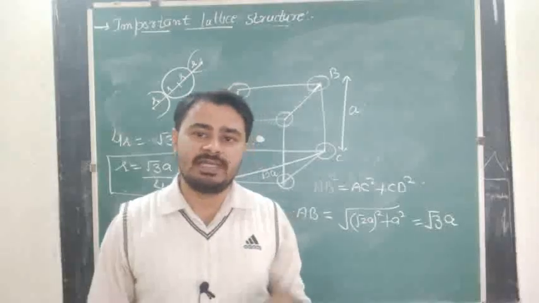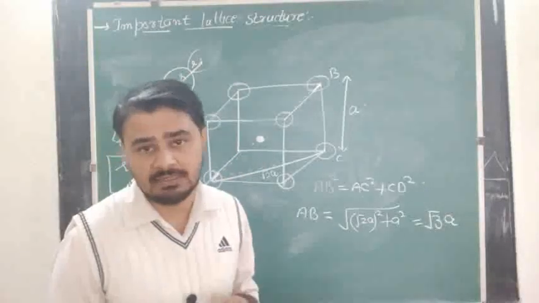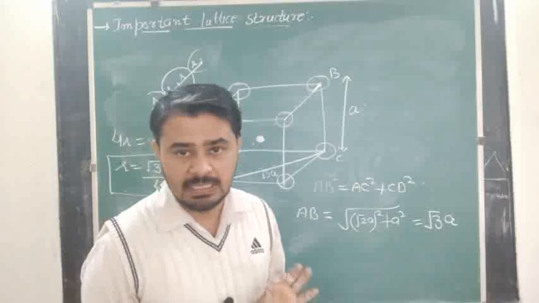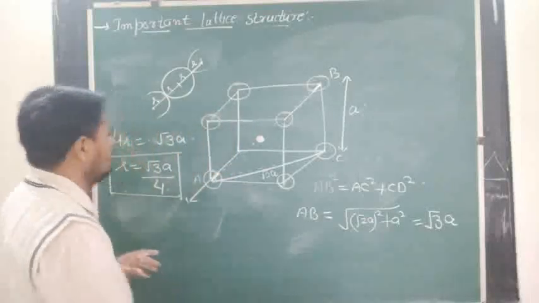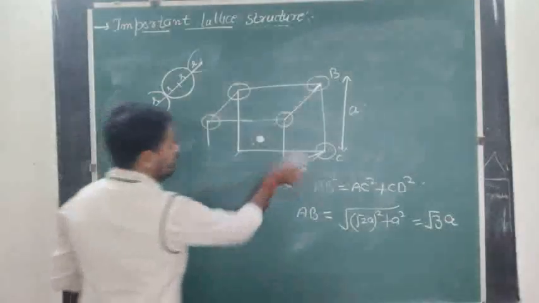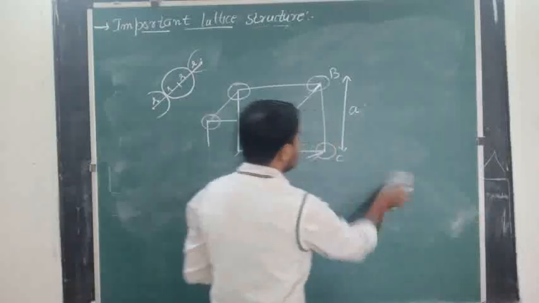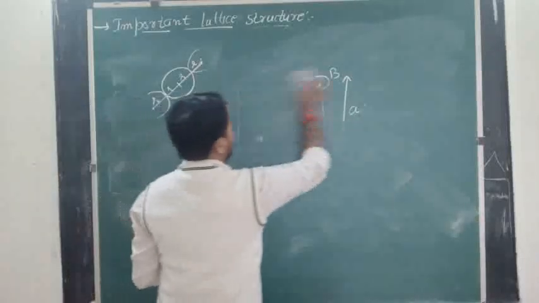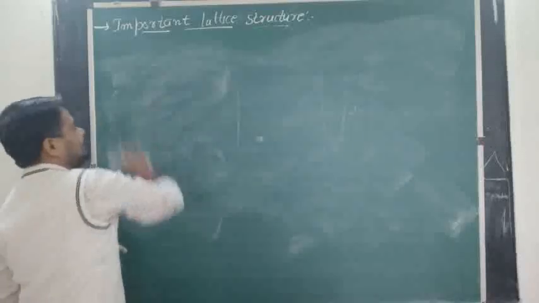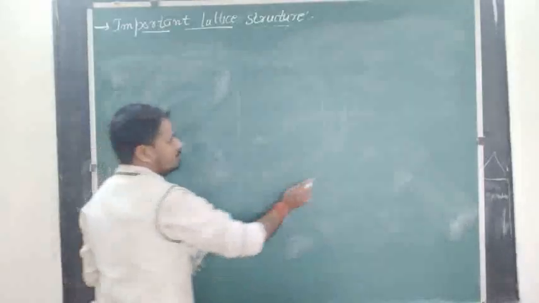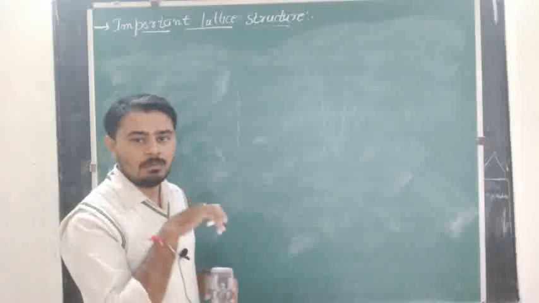After that, the fourth category, which is very important again, is HCP, hexagonal close packing. In case of hexagonal close packing, there is a layer of 6 atoms with a center atom below and above, and 3 atoms in the body.